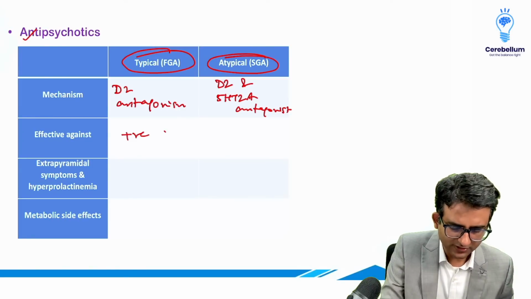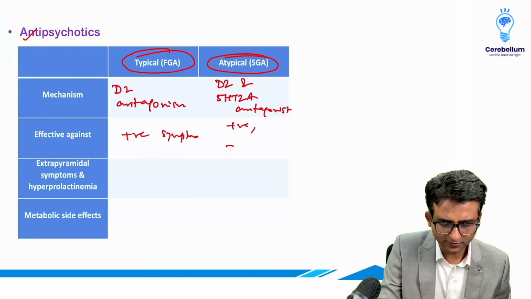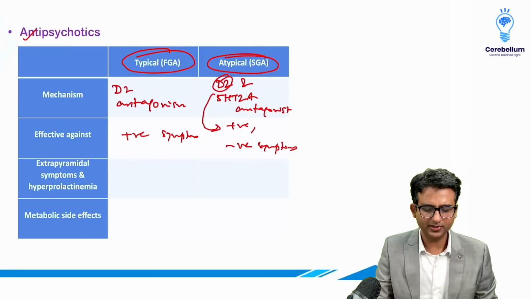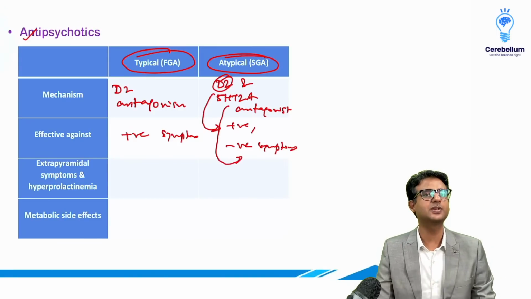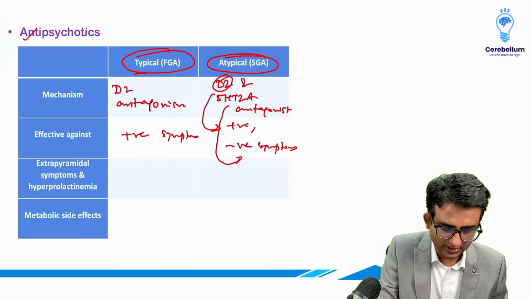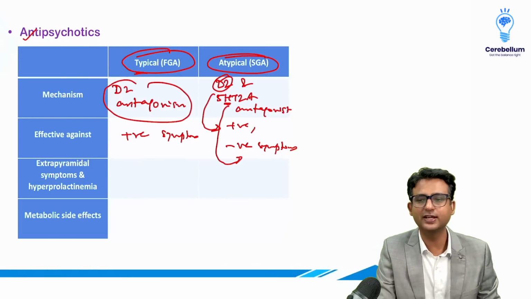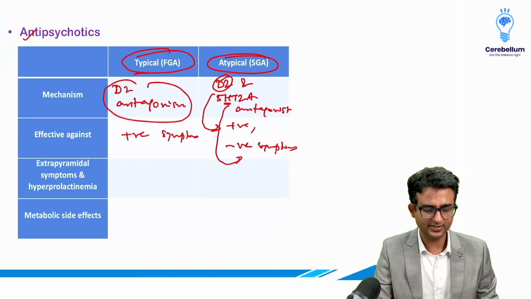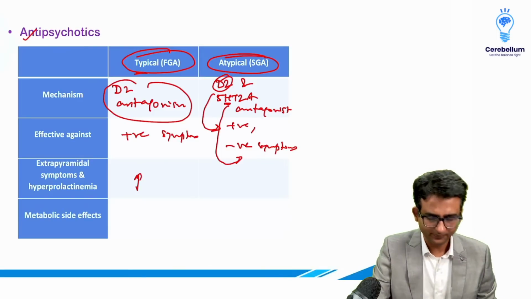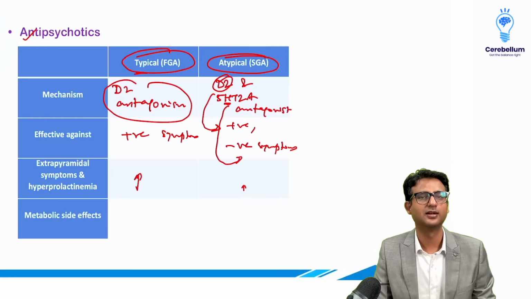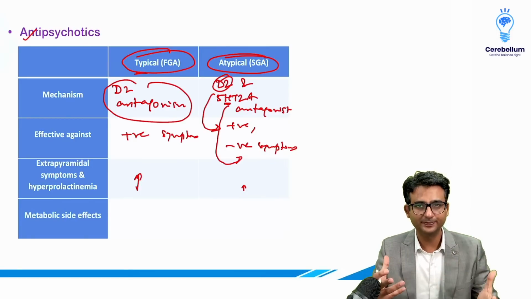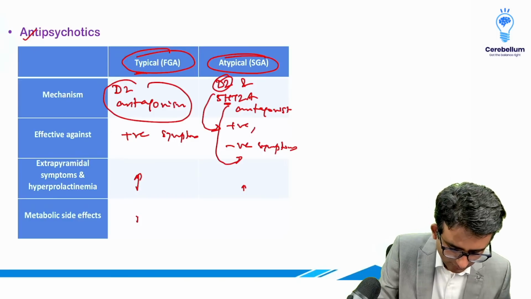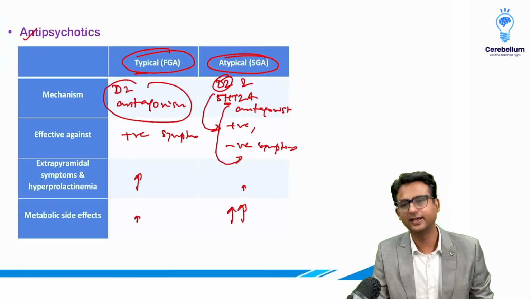Typicals are effective against only positive symptoms. Atypicals are effective against positive as well as negative symptoms. The D2 blockade treats positive symptoms. The 5-HT2A blockade treats negative symptoms. Because your typical antipsychotics are not working on 5-HT2A, they are effective only against the positive symptoms. Extrapyramidal side effects, जो we'll study after this slide, are more with typical antipsychotics and less with atypical antipsychotics. But metabolic side effects like weight gain, dyslipidemia, increased blood sugar levels, diabetes, are less with typical and more with atypical. ठीक है?